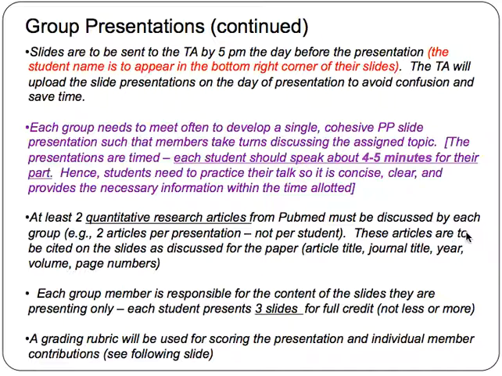Again, at least 2 quantitative research articles must be incorporated and discussed in your presentation. Make sure slides discussing these articles are cited and that they appear on a reference slide at the end of your presentation. Again, each group member is responsible for their 3 slides only, but the presentation must flow as a group. Lastly, a grading rubric, which is on the next slide, is the rubric that will be used to grade your presentation and individual member contributions. So this rubric is a really good guide for developing your presentation as you go along.